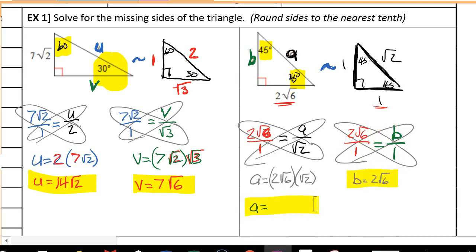For a, we need to go ahead and actually multiply 2 root 6 times root 2. We can multiply the numbers underneath the square root together, giving us 2 root 12. Simplifying further, a equals 4 square root of 3.